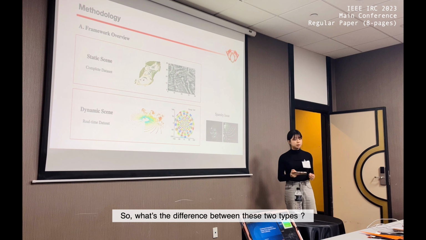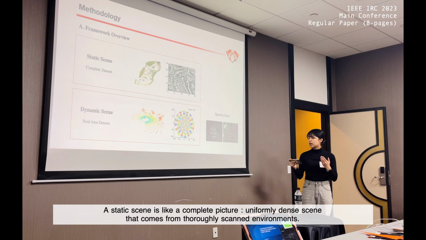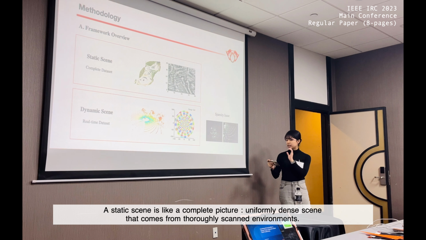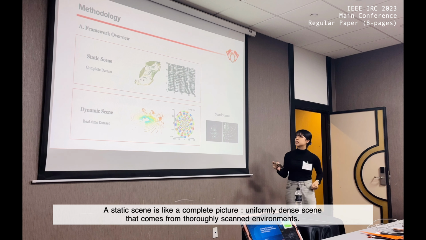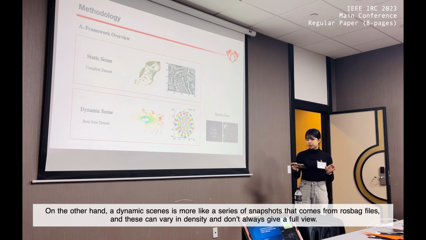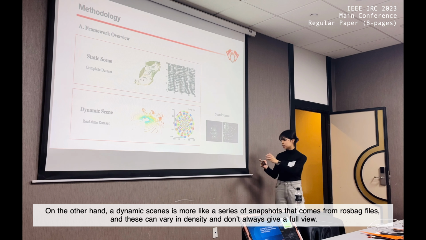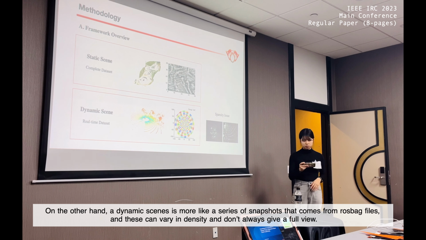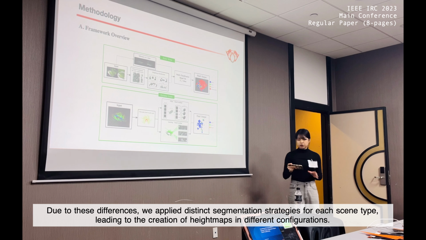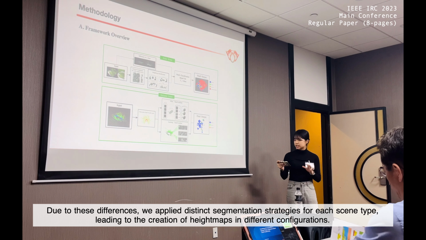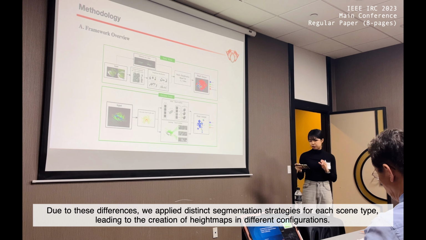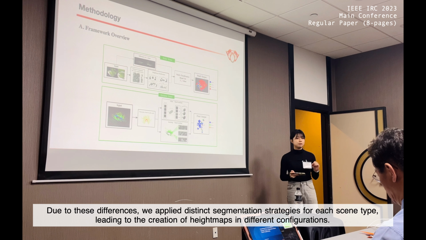So what is the difference between static and dynamic scenes? A static scene is like a complete picture, a uniformly dense scene that comes from thoroughly scanned LiDAR data. On the other hand, a dynamic scene is more like a series of snapshots that comes from ROS-bag files, and these can vary in density and don't always give a full view. Due to those differences, we applied distinct segmentation strategies for each scene type, leading to the creation of height maps in different configurations.